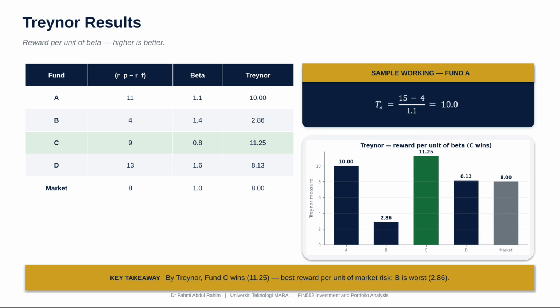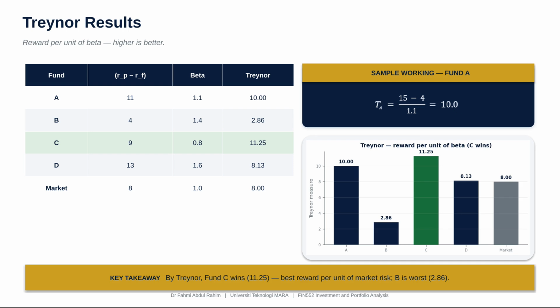Doing the rest, Fund B is 4 divided by 1.4, which is 2.86. Fund C is 9 divided by 0.8, which is 11.25, the highest. Fund D is 13 divided by 1.6, which is 8.13, and the market is 8 divided by 1, which is 8.0. Look at the bar chart. Fund C in green stands tallest.